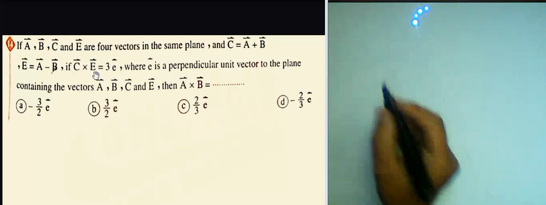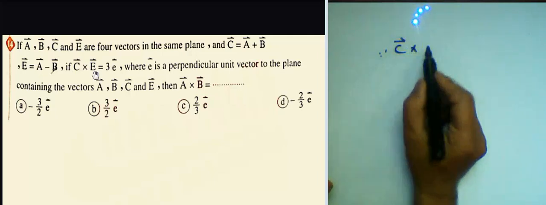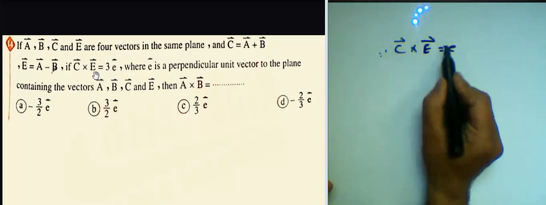Question 14. If A, B, C, and D are four vectors in the same plane, and vector C equals vector A plus vector B, and vector D equals vector A minus vector B, if vector C cross vector E equals 3 in direction E, where E is the perpendicular unit vector to the plane containing the vectors A, B, C, and D, then find vector A cross vector B. Look at this information: vector C cross vector E equals 3 in direction E.